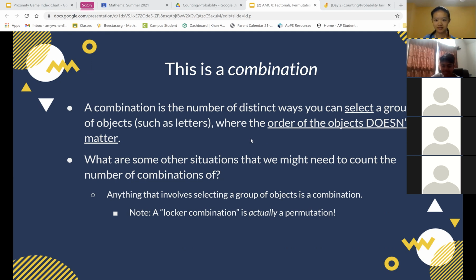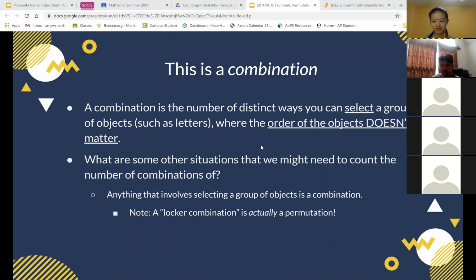Like out of 10 people, you have to choose 3 for the starting lineup. I actually don't know the positions of hockey, so I probably shouldn't use hockey as my example. Let's use football. You need to get a quarterback, a wide receiver, and a tight end for your offense, and there's 5 possible people.